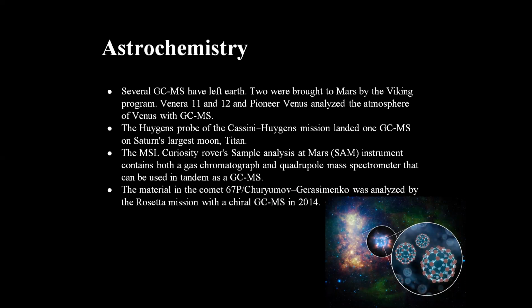Astrochemistry. Several GCMS have left Earth. Two were brought to Mars by the Viking program. Venera 11 and 12, and Pioneer Venus analyzed the atmosphere of Venus with GCMS. The Huygens probe of the Cassini-Huygens mission landed one GCMS on Saturn's largest moon, Titan. The MSL Curiosity rover's Sample Analysis at Mars, SAM, instrument contains both a gas chromatograph and a quadrupole mass spectrometer that can be used in tandem as a GCMS. The material in the Comet 67P gas was analyzed by the Rosetta mission with the GCMS in 2014.